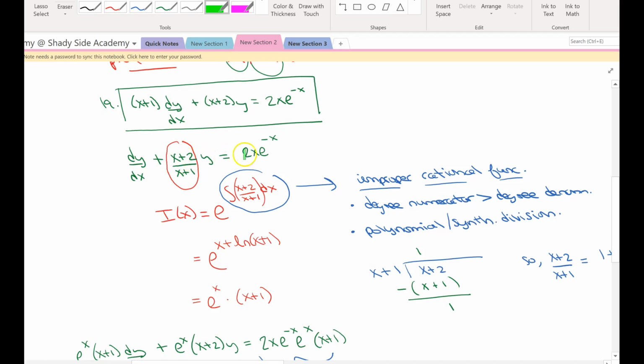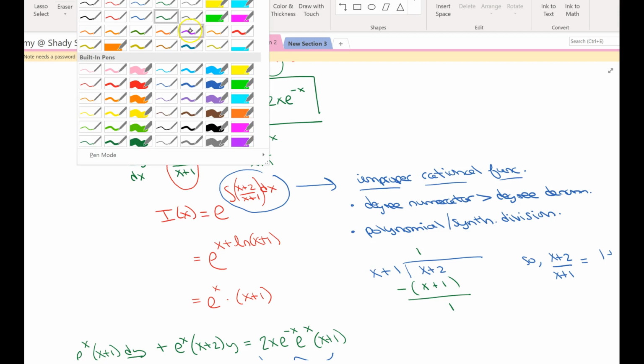I put this into standard form by dividing everything by x plus 1, and I just saw here that I forgot to have an x plus 1 down here. Goodness. Okay, then I found the integrating factor. So the integrating factor is e to the improper integral of this. The integrand here is an improper rational function.